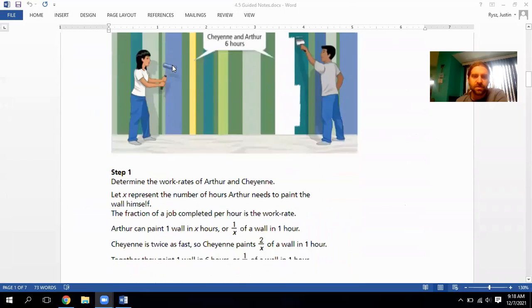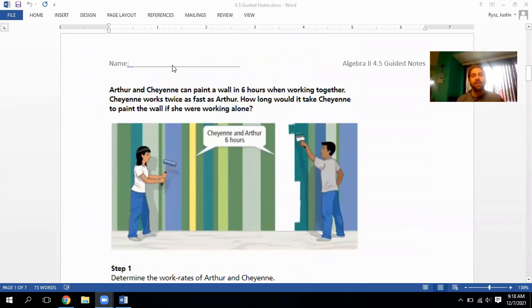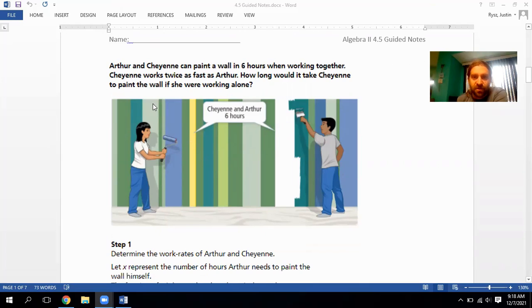Okay. So let's talk about how we can apply this to some story problems, because that's pretty much what we always want to do. How can we relate this to something? So Arthur and Cheyenne can paint a wall in 6 hours when they work together. Cheyenne works twice as fast as Arthur. How long would it take Cheyenne to paint the wall if she was working by herself?